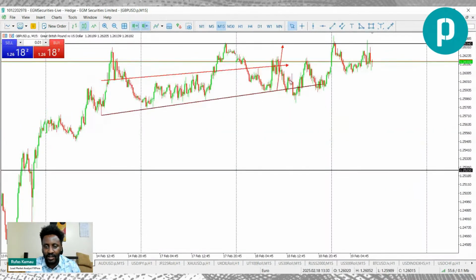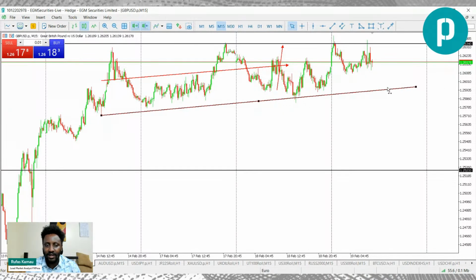So for pound USD, this has been the major support area. So if we adjust our trend line here, we have a very strong resistance on this area.